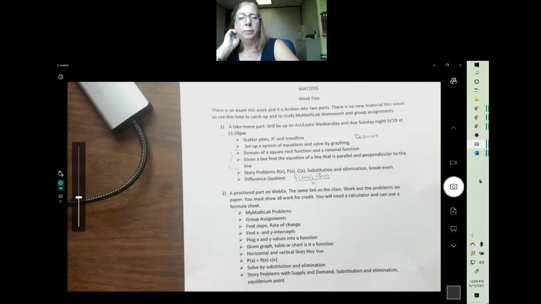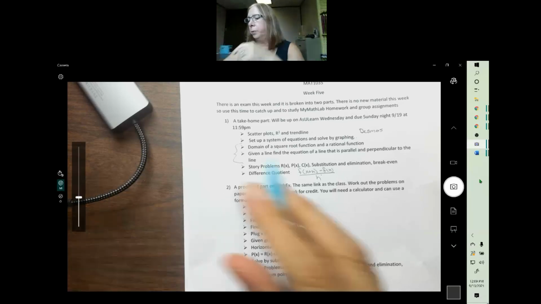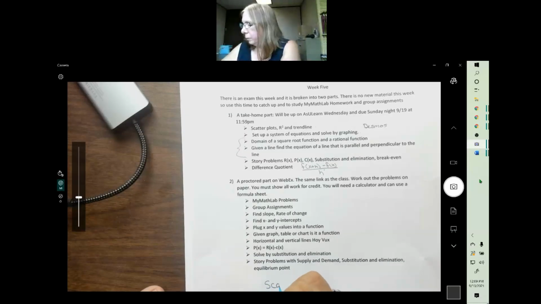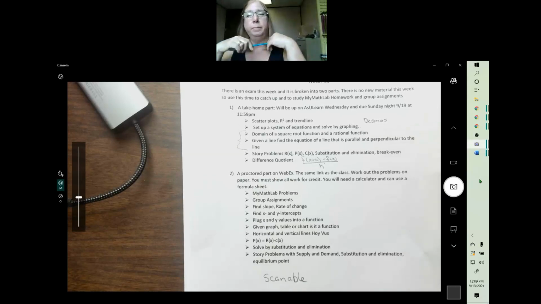When you're done, you need to submit them before you log off. You can take pictures of them. There's a program called Scannable, an app you put on your phone, and when you take your picture, it makes it a PDF. So you could use that, but I'm fine with regular pictures also. Any questions on that?